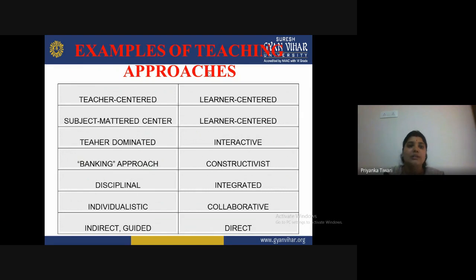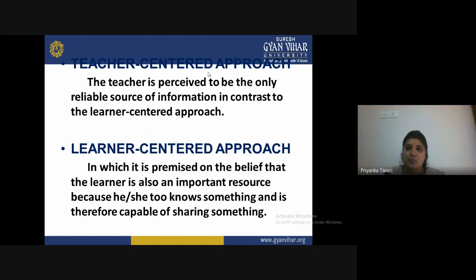First of all, teacher centered, learner centered, subject matter centered, teacher dominated, banking approach, disciplinary, individualistic, direct guided, and learner centered, and interactive, constructivist, integrated, collaborative, and dialectic. So now, the teacher centered approach. First of all, we can understand it here. Why is the teacher centered in the approach? Why is the teacher centered in the method?